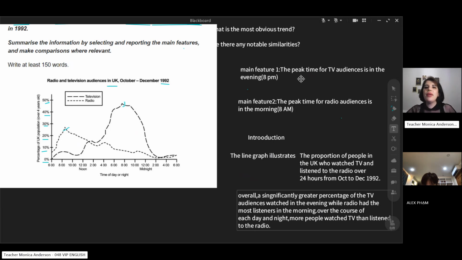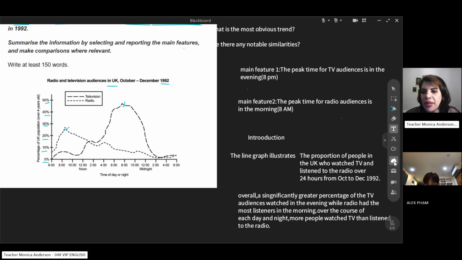I don't say the peak time. If you say it's okay, if you say the peak time for TV hours, so it's okay. I wanted to change it because the use of adverbs, adjectives, it's really important to use them.